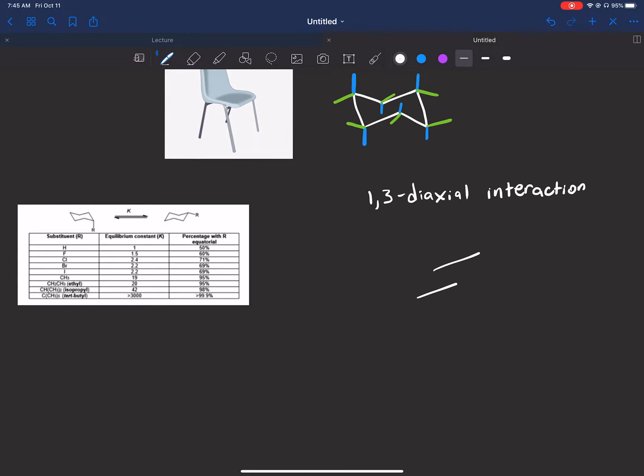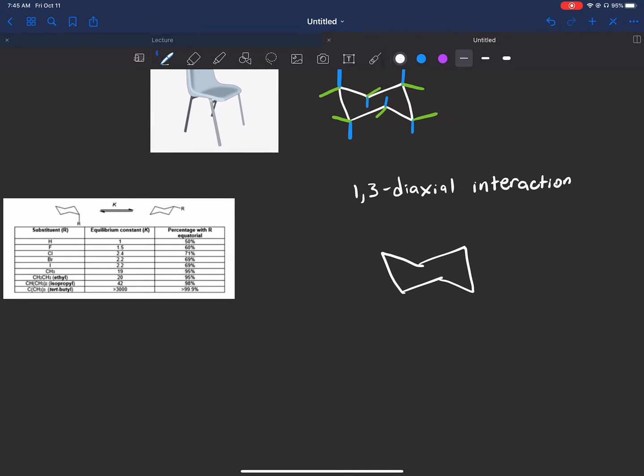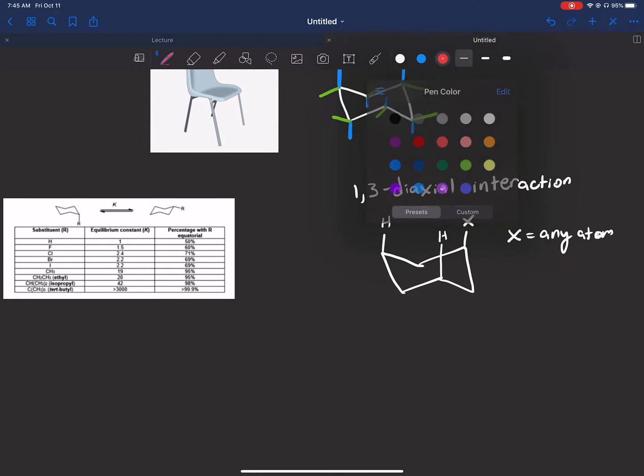Let me draw a chair here. So we have this, that was so bad, okay. All right, that's not as horrible, but still pretty horrible. And so we have this chair. Now I'm going to draw this X. X is any atom. Doesn't matter what it is. We have an H that I'm just putting over there. And now I'm going to number these carbons. 1, 2, 3.